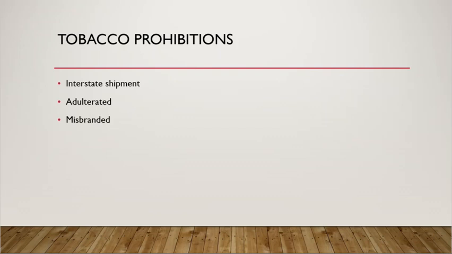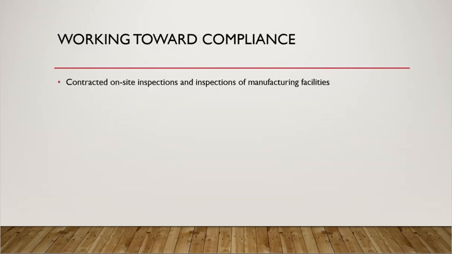Now, misbranded products are either false or misleading, or fail to include specified information, fail to conspicuously bear required statements, and they are coming from an unregistered establishment. So these prohibitions, although they're easy to articulate, are sometimes complex and difficult to comprehend. But we can work toward compliance.